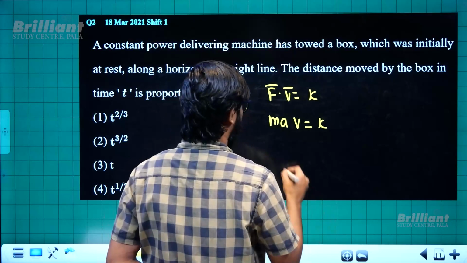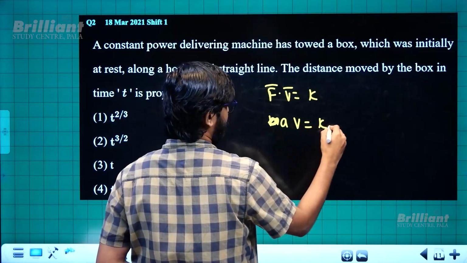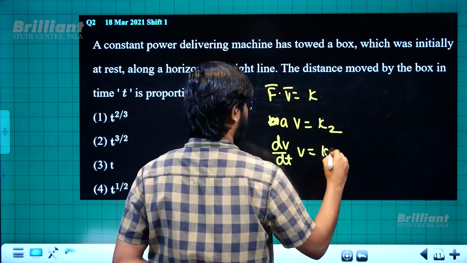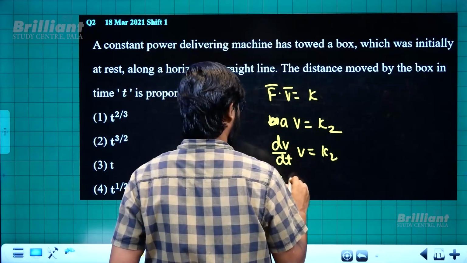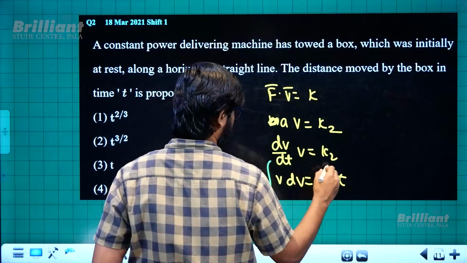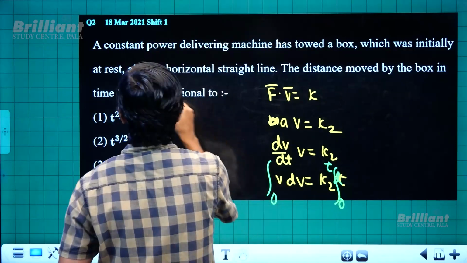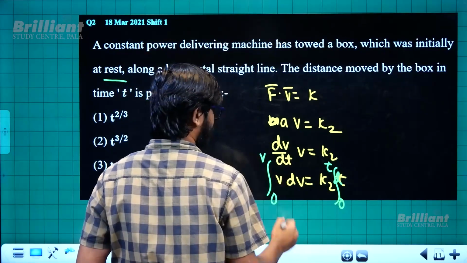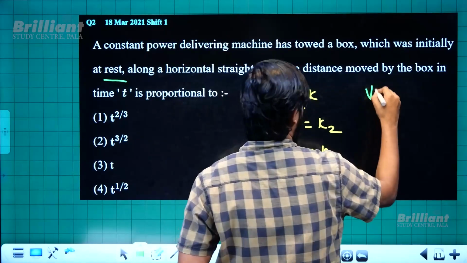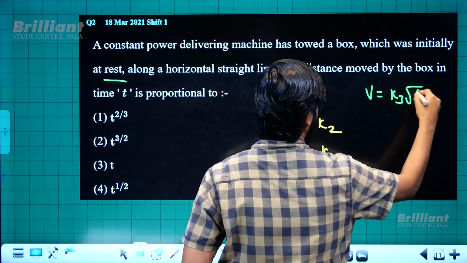Okay, so they are asking only proportionality, and the mass is constant, so I can say A into V is some other constant K2. So A is dV by dt, into V equals K2. So V dV equals K2 into dt. Now I need to integrate it to get velocity as a function of time. When I integrate from 0, at t equals 0 its speed is 0, it's at rest. After time t its velocity is v. So when I integrate, I get v square by 2 equals K2 into t. So v equals some other constant K3 into root t.